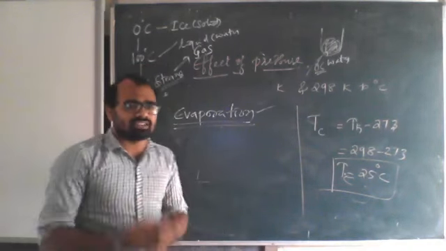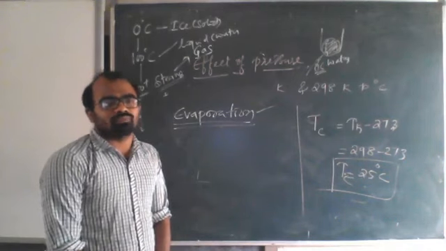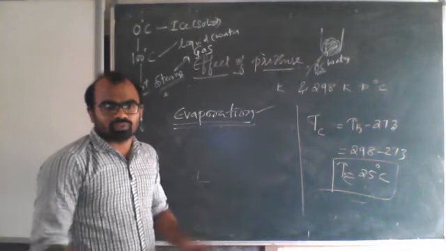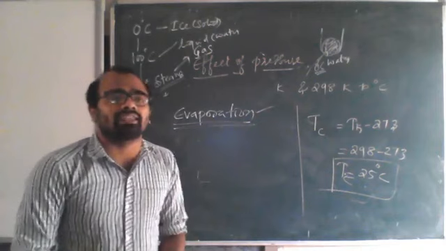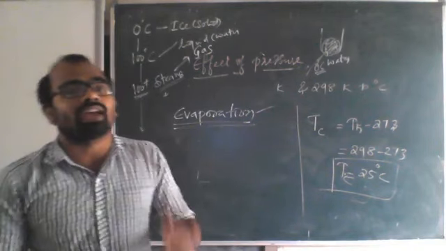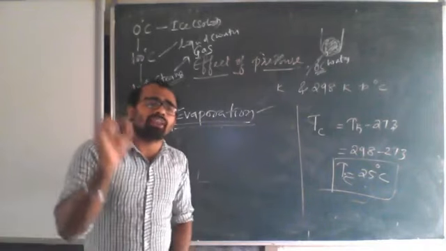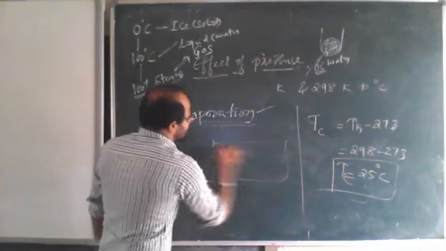Suppose after washing your clothes, you hang them outside, and the wet clothes become dry. How does it happen? It happens because of the process called evaporation. Evaporation is a surface phenomenon. It happens only at the surface level.